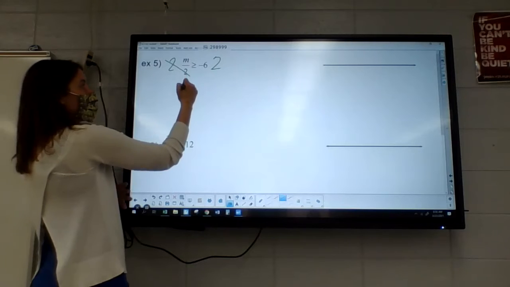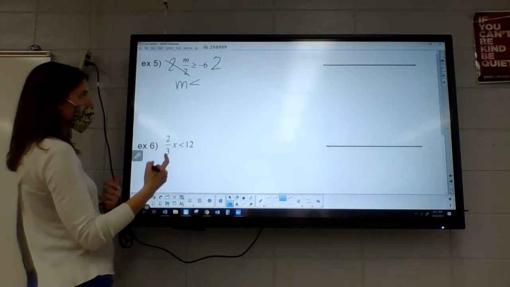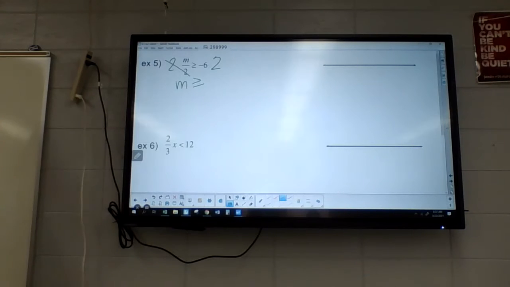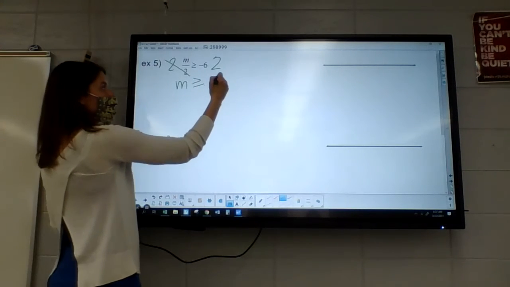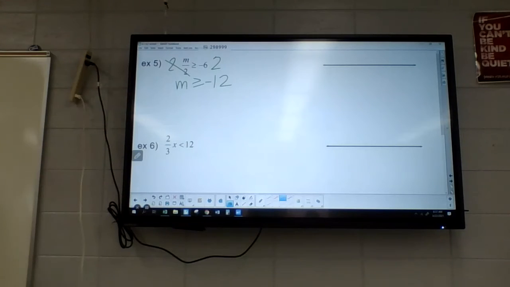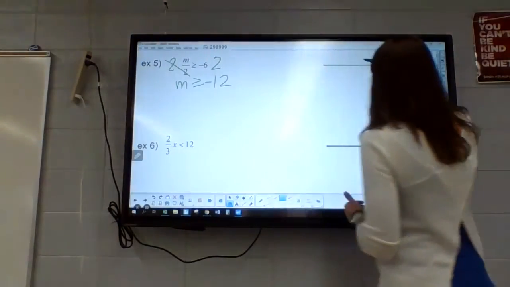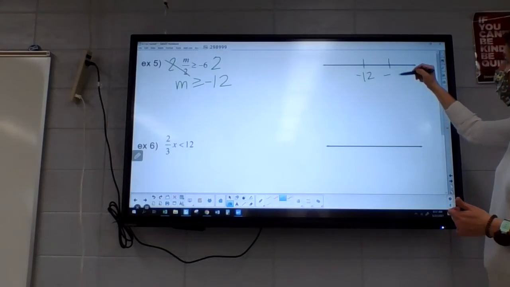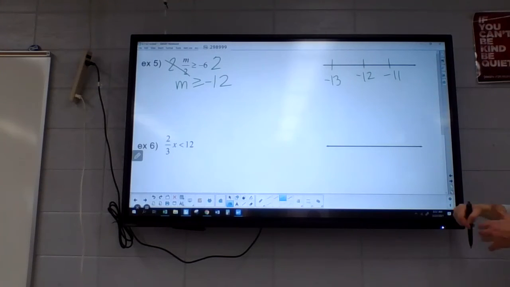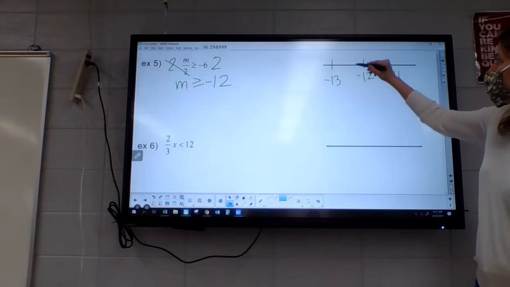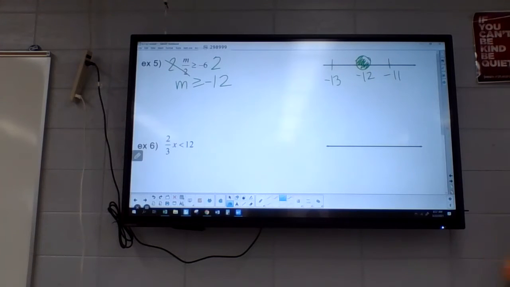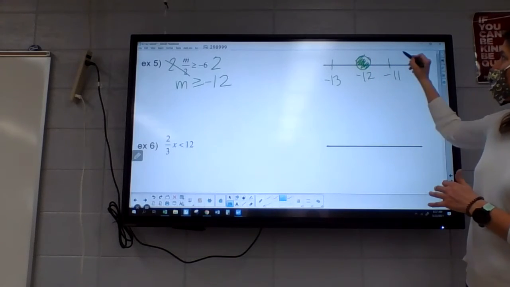If you're ever in doubt, whoops, now I flipped it just to confuse you. If you're ever in doubt, you can always try numbers and see what works. So this is going to be negative 12. And again, I didn't flip my inequality because I multiplied by a positive 2. So my number line goes from smallest to largest. We have the equal to line, so I'm going to fill in my negative 12. But this time it's trying to eat the m, which means m is bigger than negative 12. So I'm going to go bigger this time.